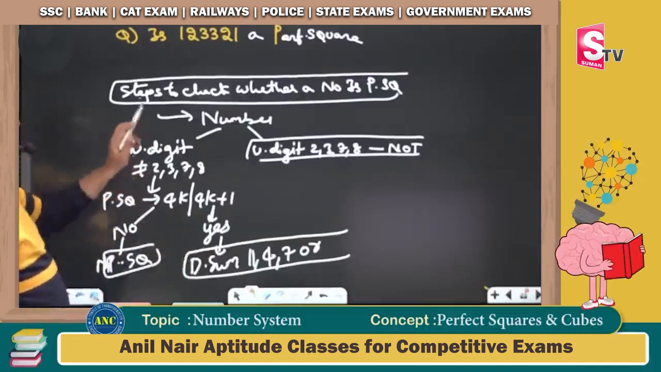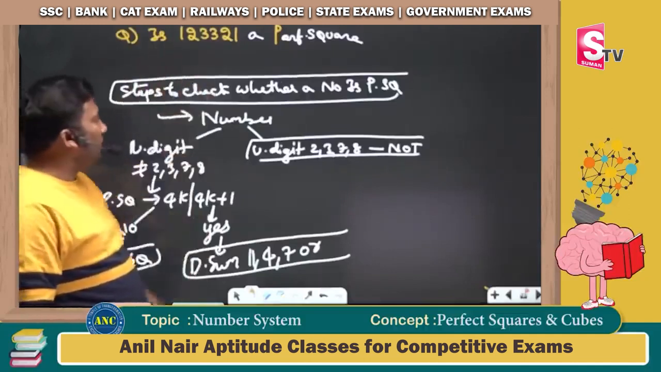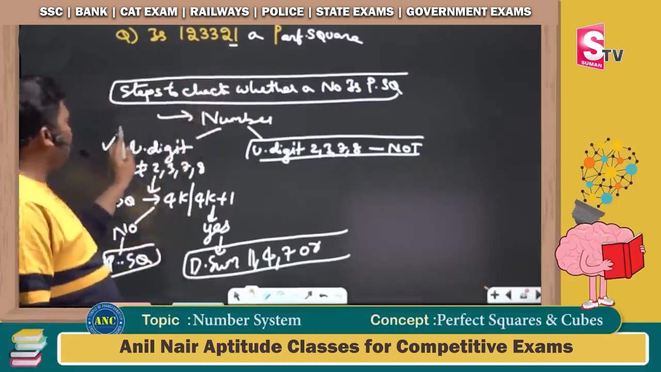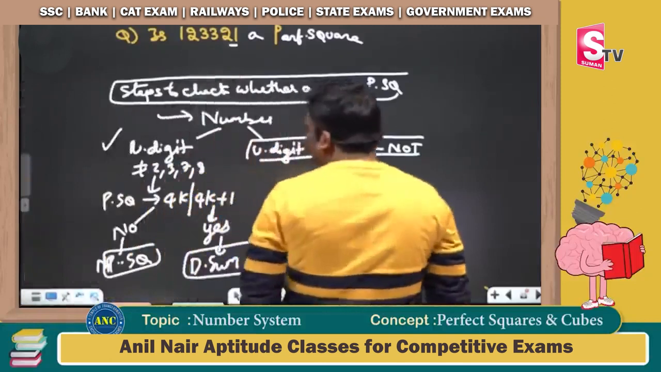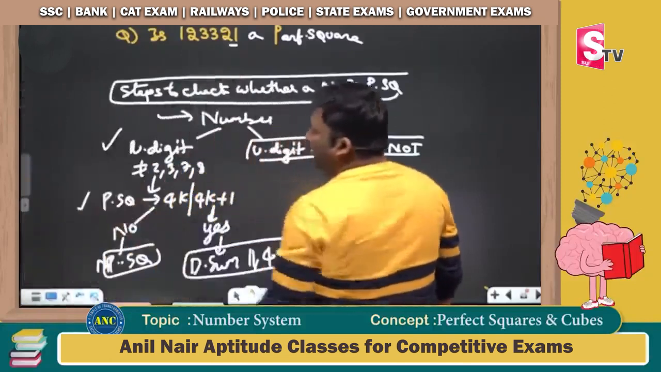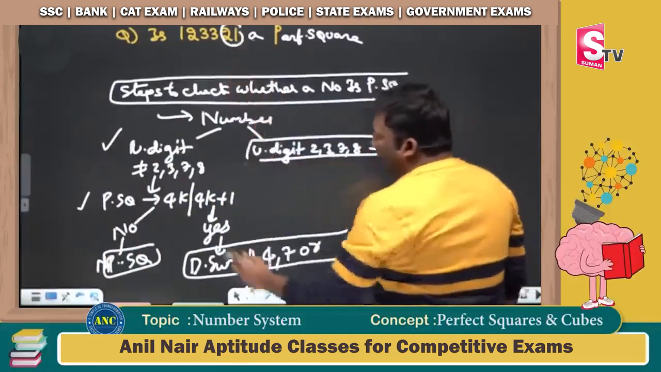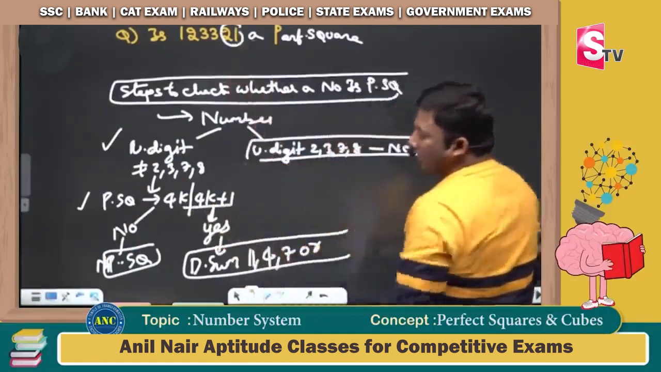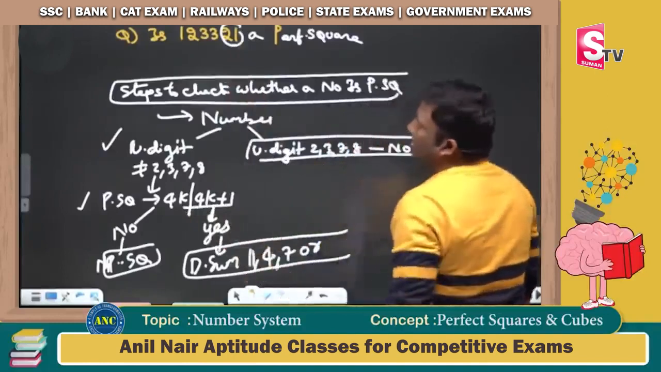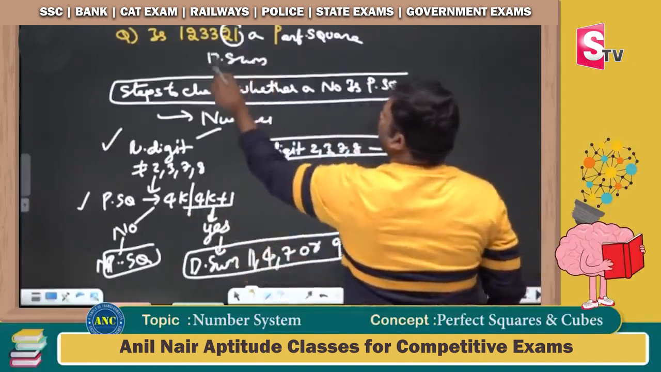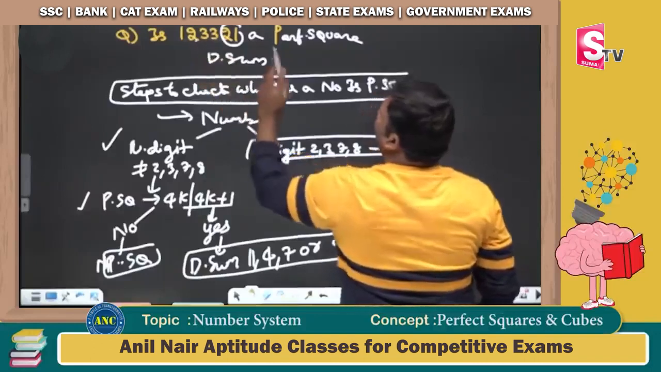Now, step by step, we will see. There is a number given. The unit digit is not 2, 3, 7 or 8, so this step is satisfied. Second step: check whether the number is of the form 4k or 4k plus 1. 21 is 4 into 5 plus 1. The answer is yes. Now apply digital sum. What is the digital sum of this number? The digital sum is 3, 9, 11, 12.